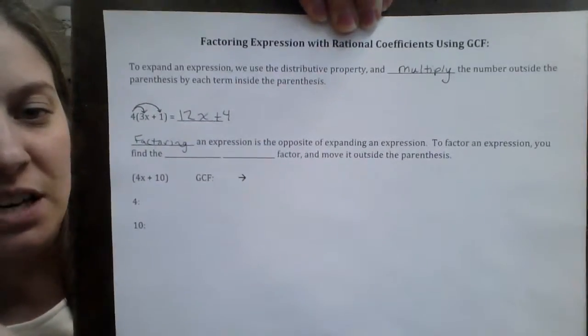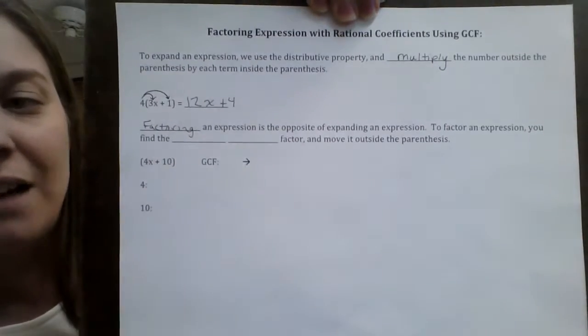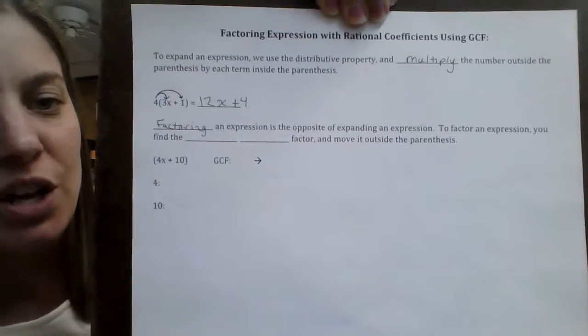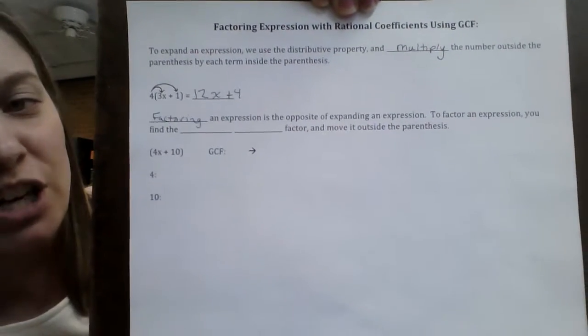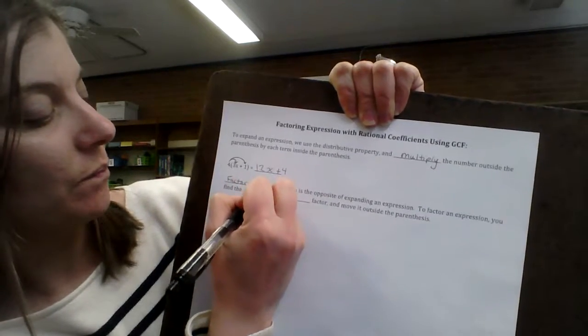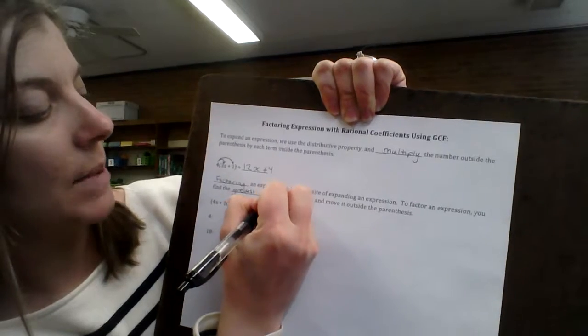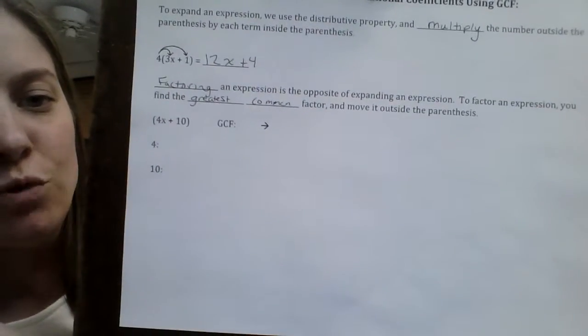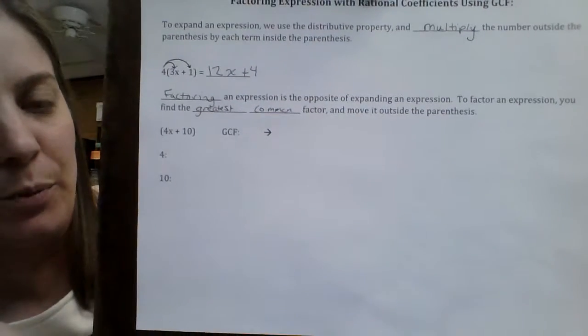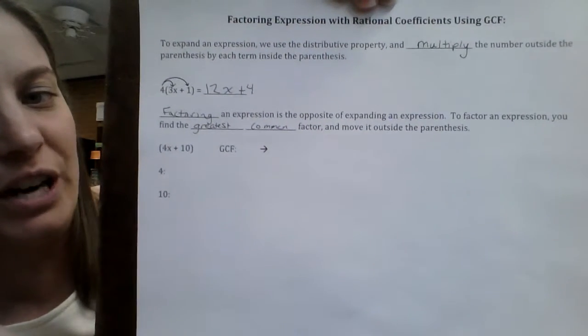Okay, so factoring an expression is the opposite of expanding the expression. To factor an expression, you find the greatest common factor and move it to the outside of the parentheses. Okay, so let's go over an example.